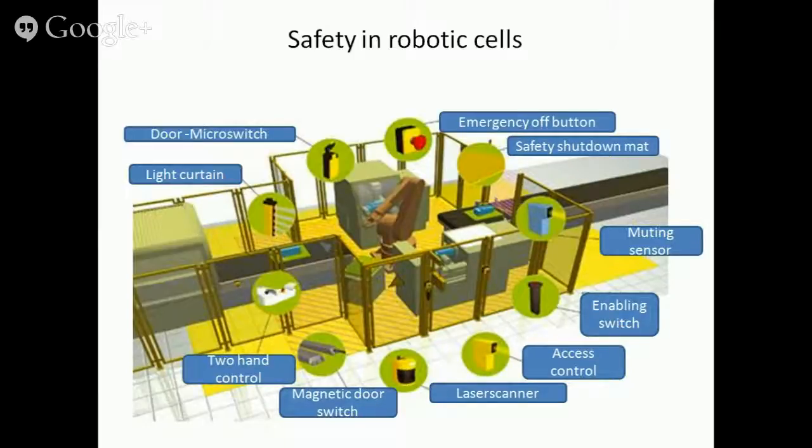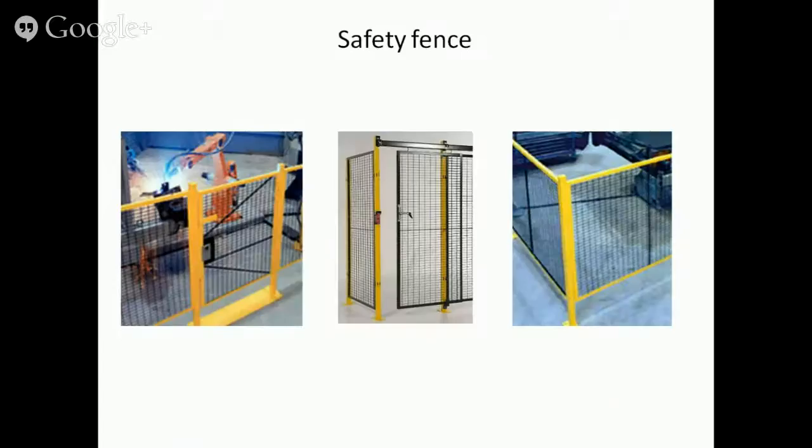And finally, a safety shutdown mat and an emergency off button. Safety fences are a simple and effective way to protect personnel from the dangers posed by automated equipment. They are composed of wire mesh panels framed in steel angles, fixed to the floor. Access is granted by sliding or hinged, but always monitored doors.